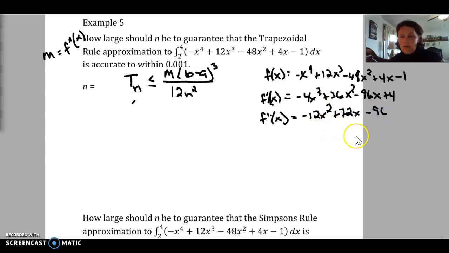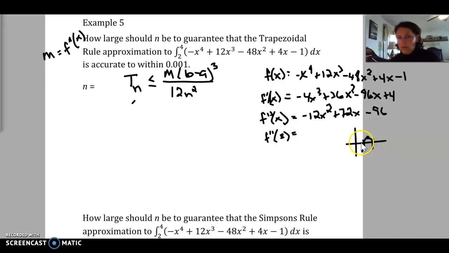And if you're to graph this, you'll see that it is a parabola that opens down, that goes through the points 2 and 4, and that right in the middle of those two is the vertex at 3. So we want to know what f double prime of 3 is equal to. That's going to be its maximum value.